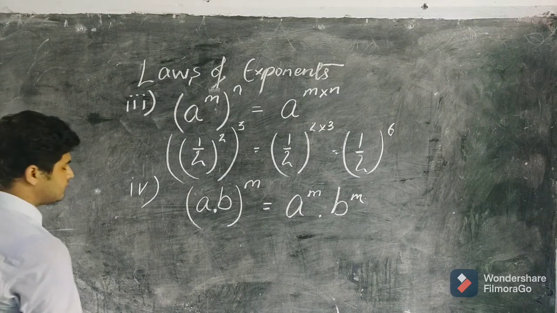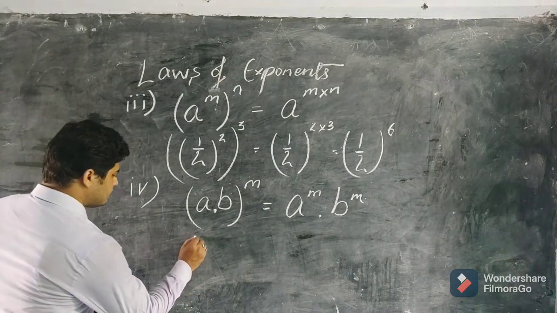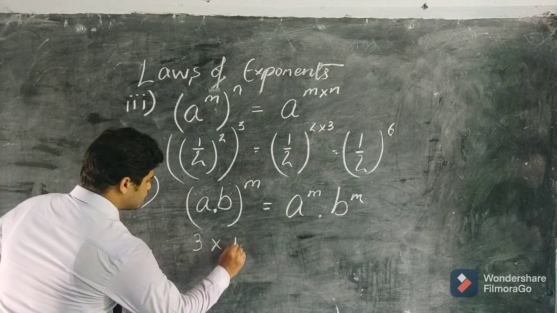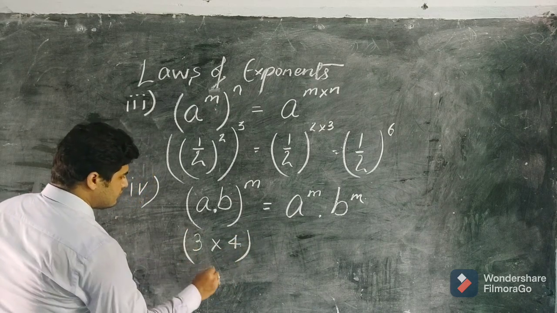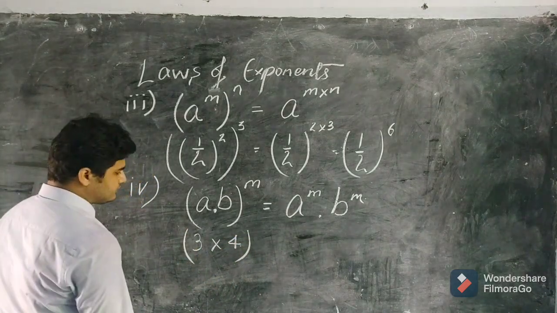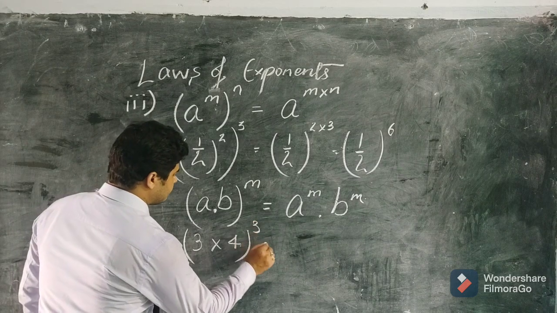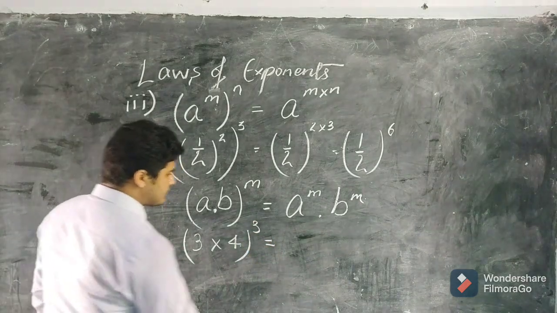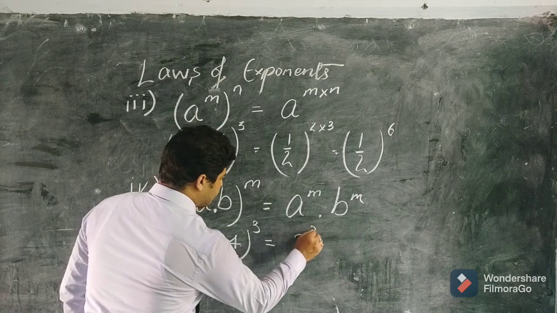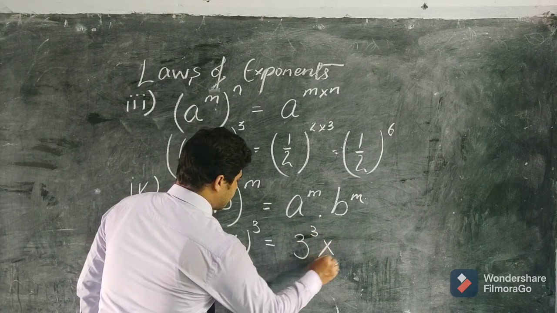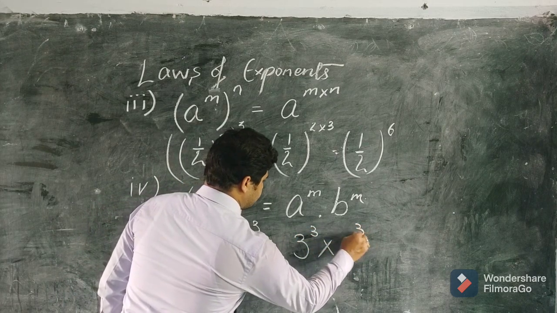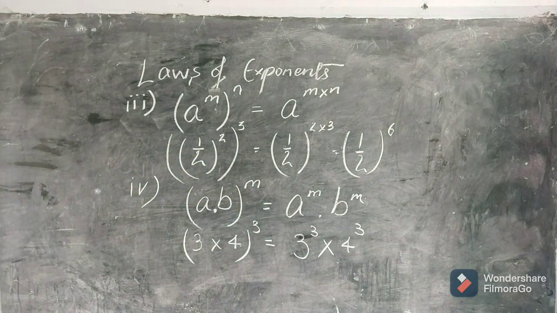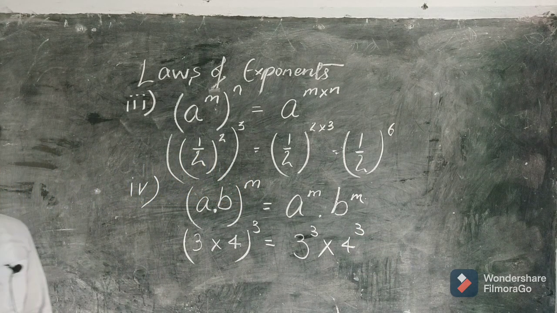Like for example, if we have 3 into 4, power 3, it can be written as 3 to the power 3 multiplied by 4 to the power 3. The power 3 will be distributed to both of the numbers.